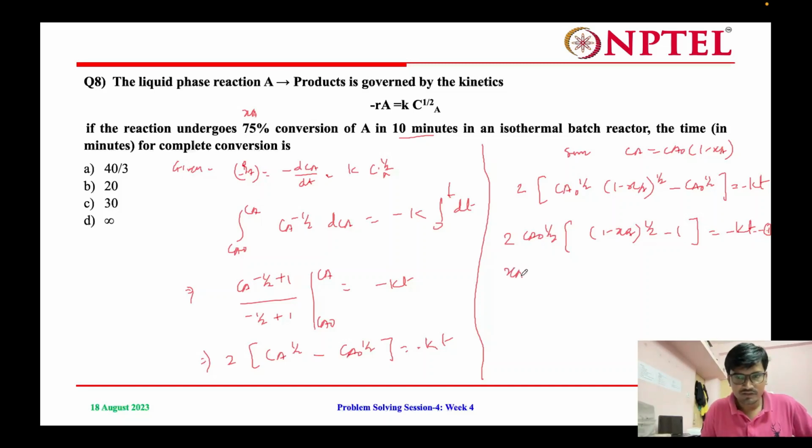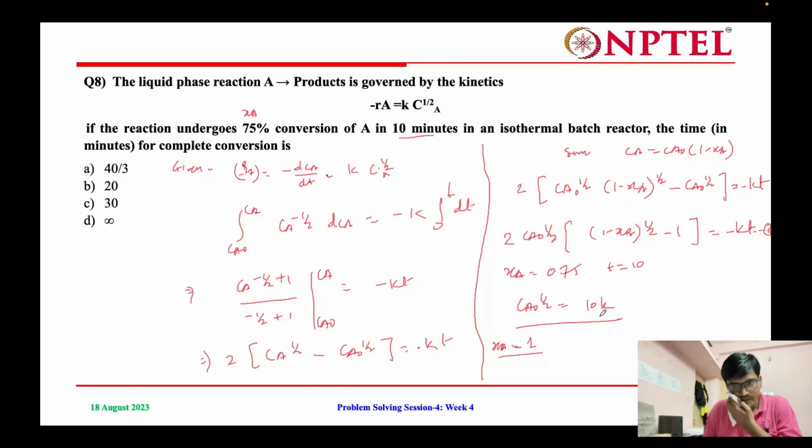Now X A equal to 0.75 and t is equal to 10 minutes. So put in this equation, and you will get C A naught to the power 1 by 2 equal to 10 K. Now for a complete conversion, X is equal to 1, and this is the C A naught value given here. So put in equation 1, and you will get t is equal to 20 minutes. So for a complete conversion, 20 minutes are required.